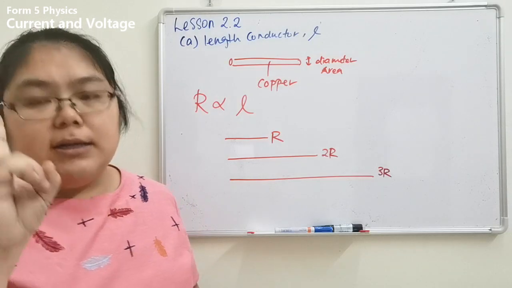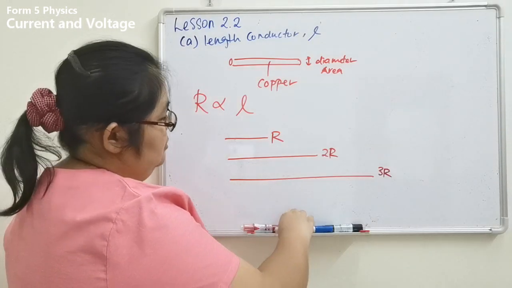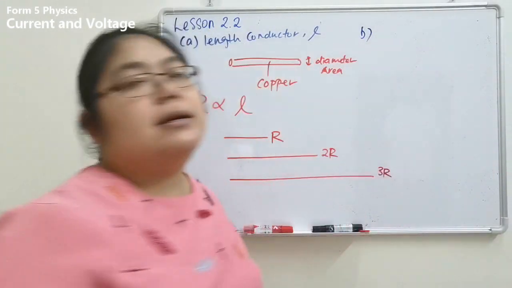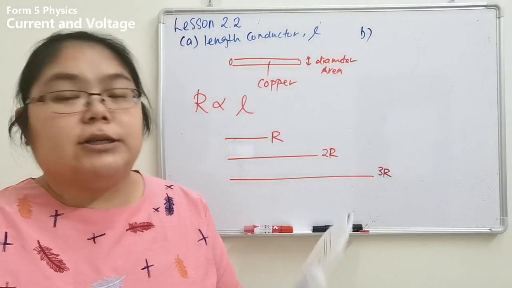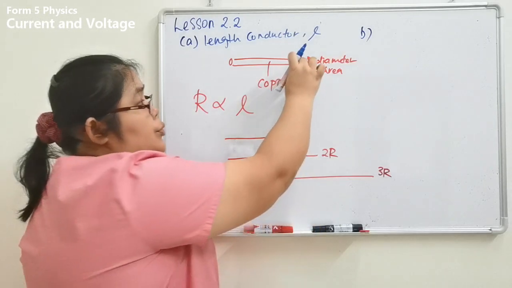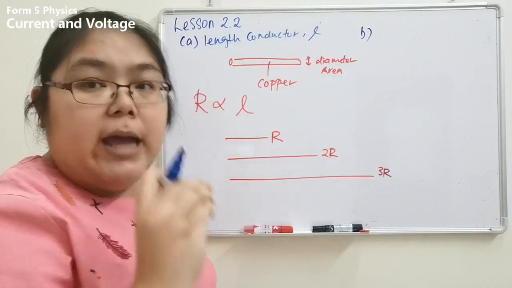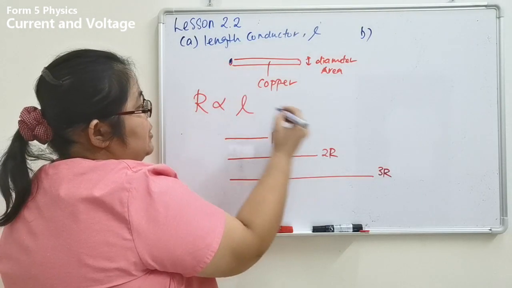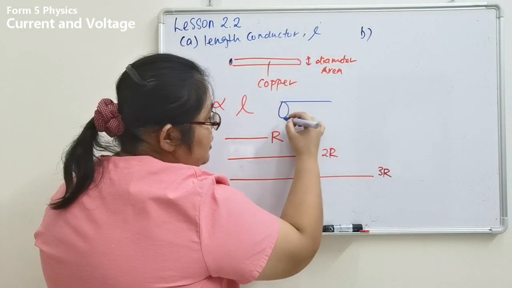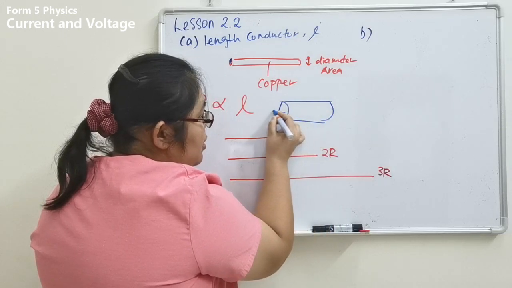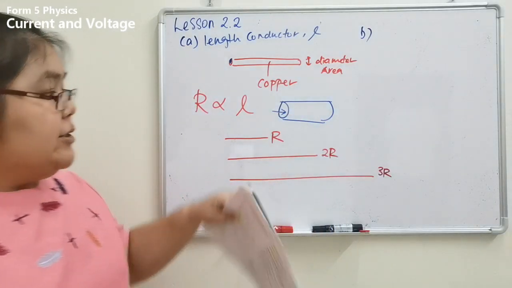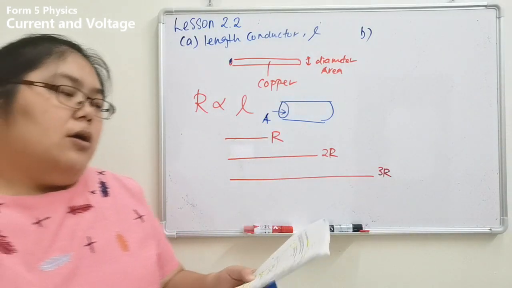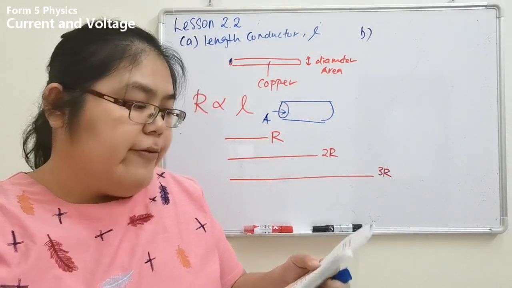Then we go to the second factor, B. The second factor is the cross-sectional area. Just now I told you, the whole wire, the area. That means normally we think about the surface. This one is a wire, and this surface we call the cross-sectional area.